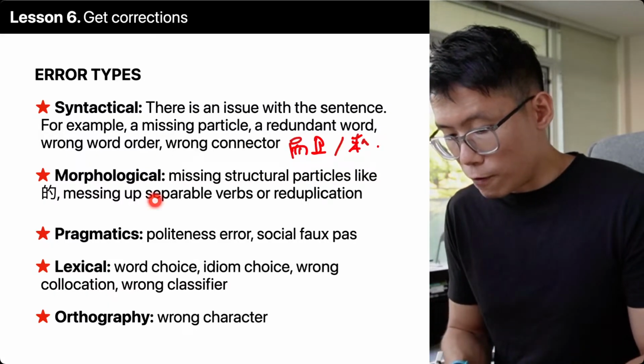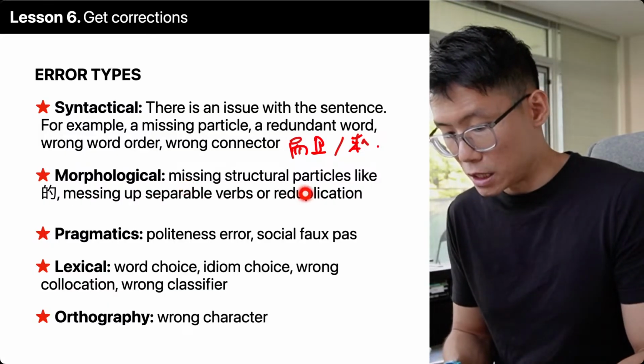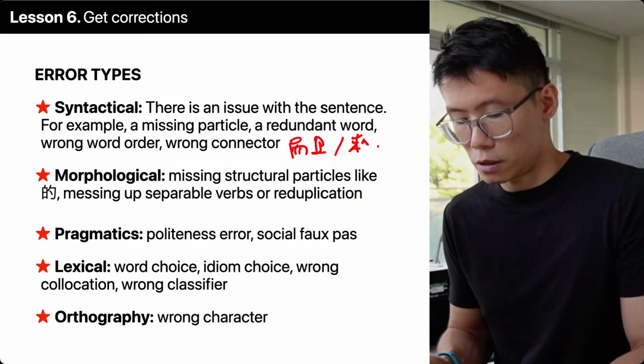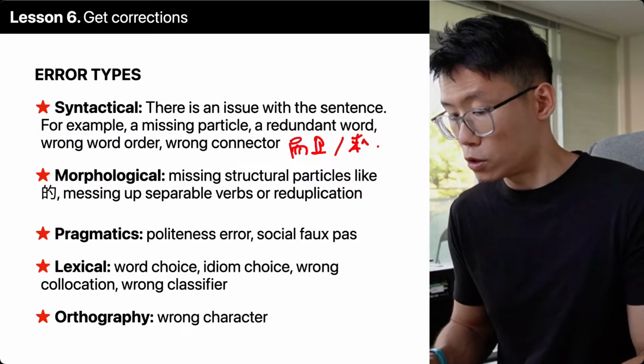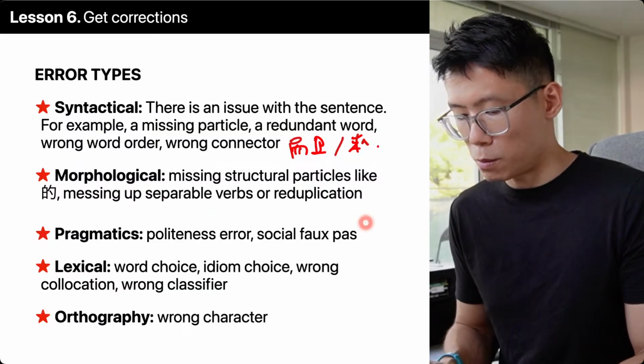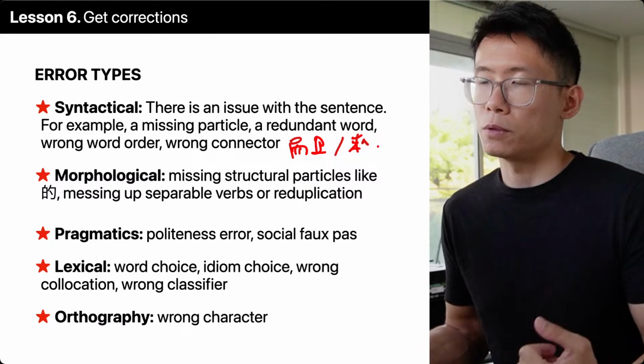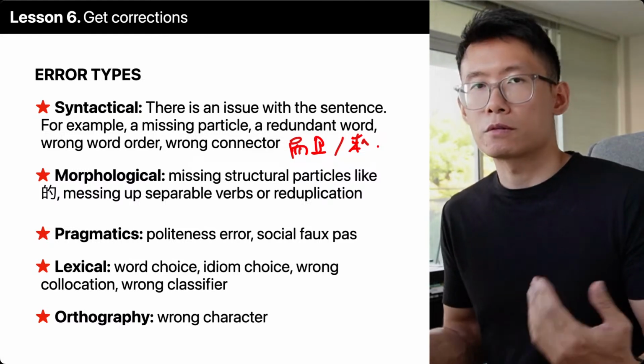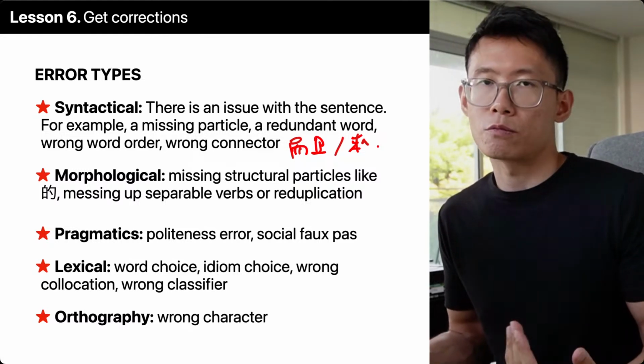And then there are the morphological errors. For example, if you're missing a structural particle like de, right? Instead of saying 我的书, you write 我书, right? So that's wrong, missing a de, or messing up separable verbs or reduplication. For example, 散散步. Some people may say 散步散步, right? That's wrong. You should say 散散步.